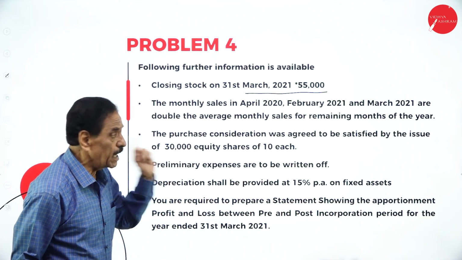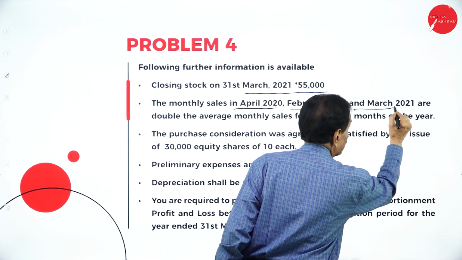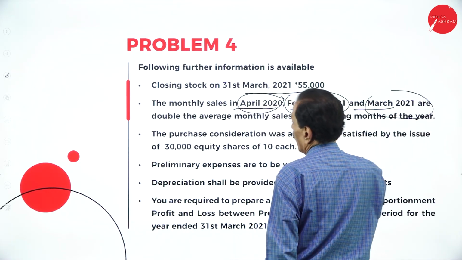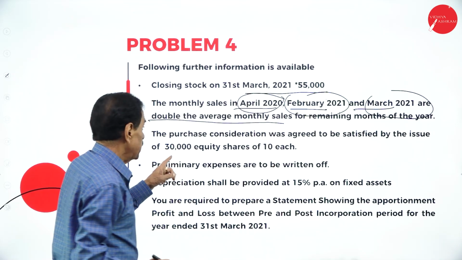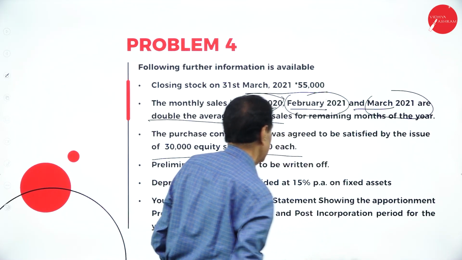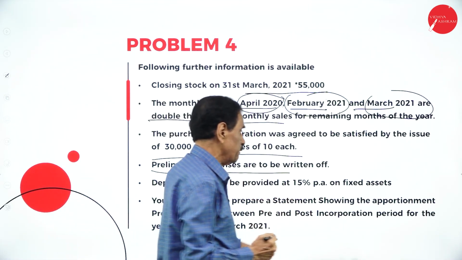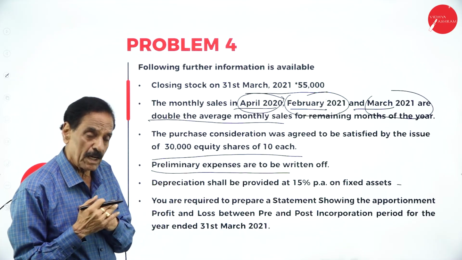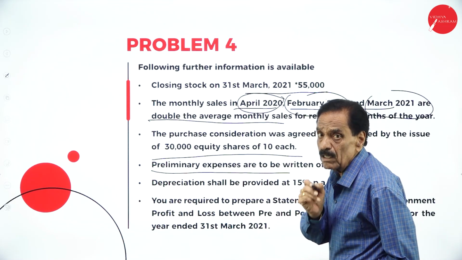The monthly sales in April 2020, February and March, these 3 months, are double the average of monthly sales for the remaining months of the year. The purchase consideration was agreed to be satisfied by the issue of 30,000 equity shares of 10 each. Preliminary expense to be written off. Depreciation shall be provided at 15% per annum on fixed assets. You are required to prepare a statement showing the profit before incorporation and after incorporation. It started in April and was incorporated on 1st July.